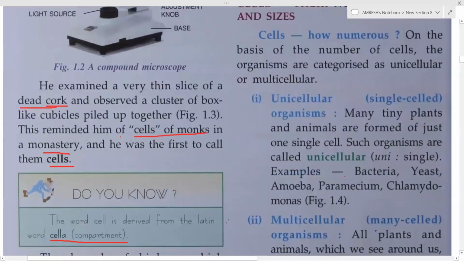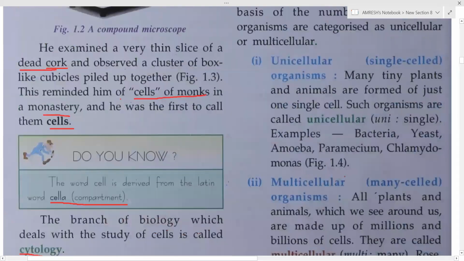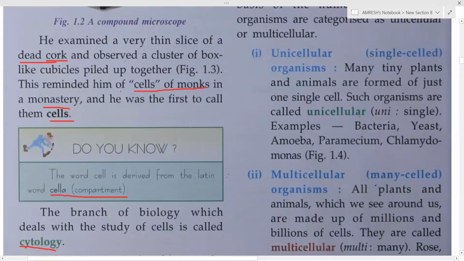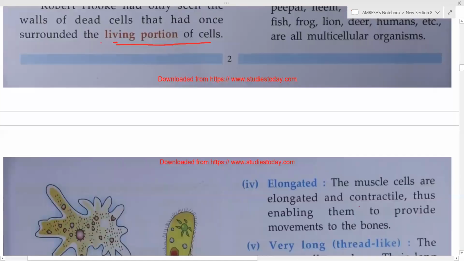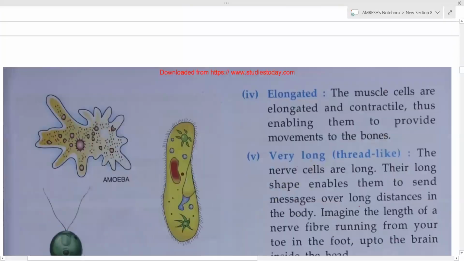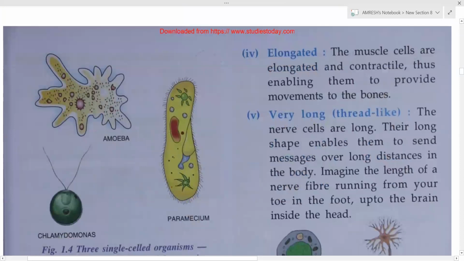On the basis of number, I've already told you cells are of two types, unicellular and multicellular. Examples you can see here: bacteria, yeast, amoeba, paramecium, and chlamydomonas. Multicellular includes humans, any animal name, or plant name. Amoeba looks like that. Paramecium will look like your slipper. Chlamydomonas is like your locket. These are single celled organisms.